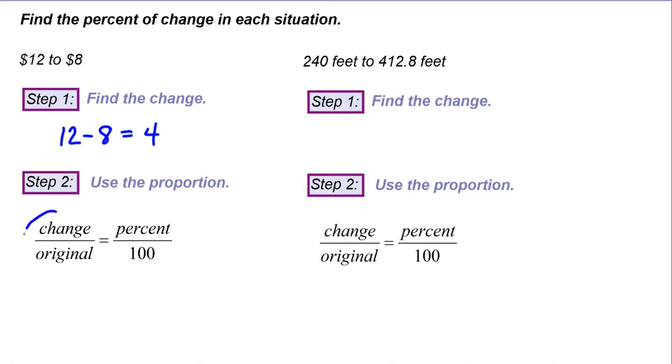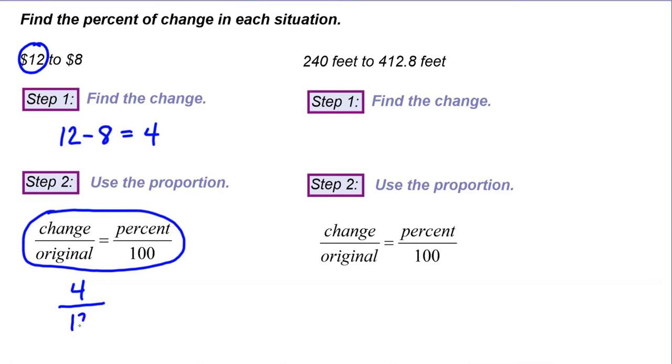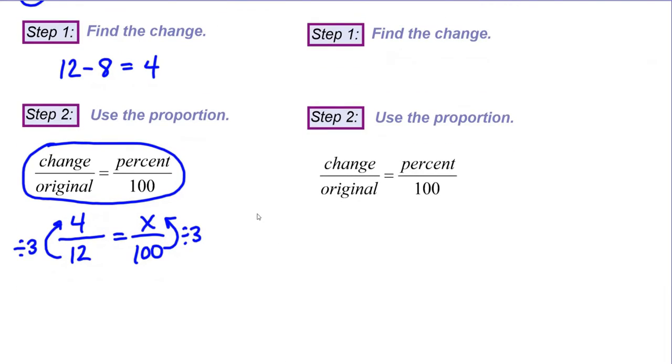And now I'm going to use my proportion. Change over original equals percent over 100. So the change was $4. The original amount I had was $12. And that's how much out of 100. Here's my proportion. Nice vertical relationship here. 12 divided by 3 is 4. So if I take 100 divided by 3, that will tell me my percent change. 100 divided by 3 is 33.3 repeating percent, and this was a decrease because it went from $12 down to $8.